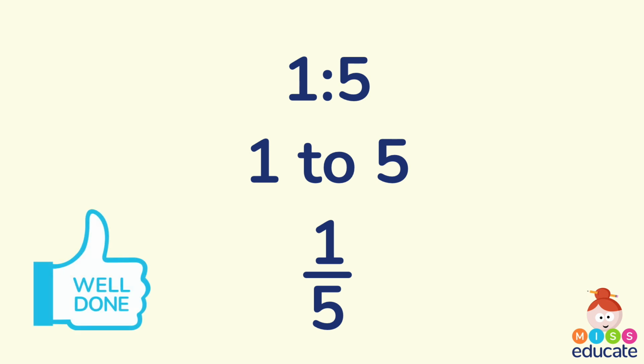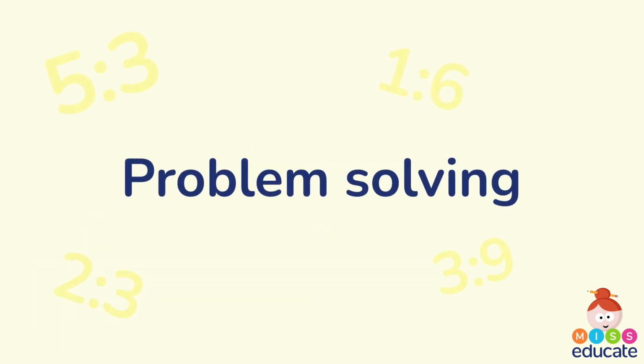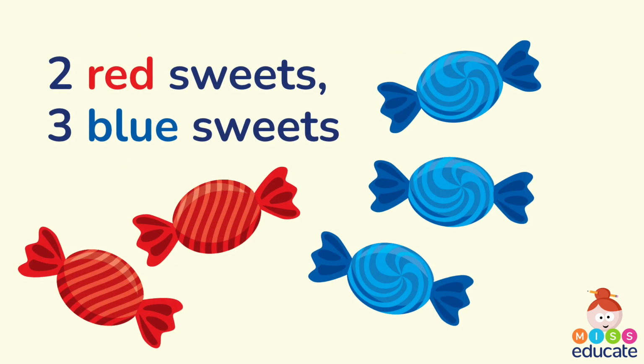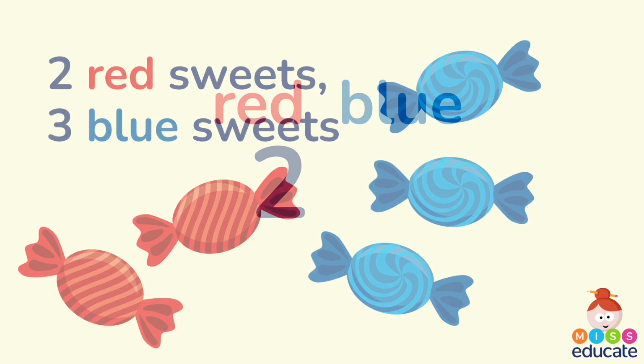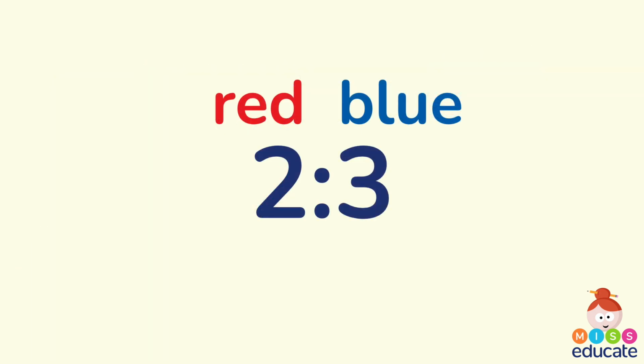Okay, well done. We're now going to use our newfound ratio skills to solve some problems. Here we have some sweets. We have 2 red sweets and 3 blue sweets in the packet. Our ratio is 2 to 3. For every 2 red sweets, there are 3 blue sweets.